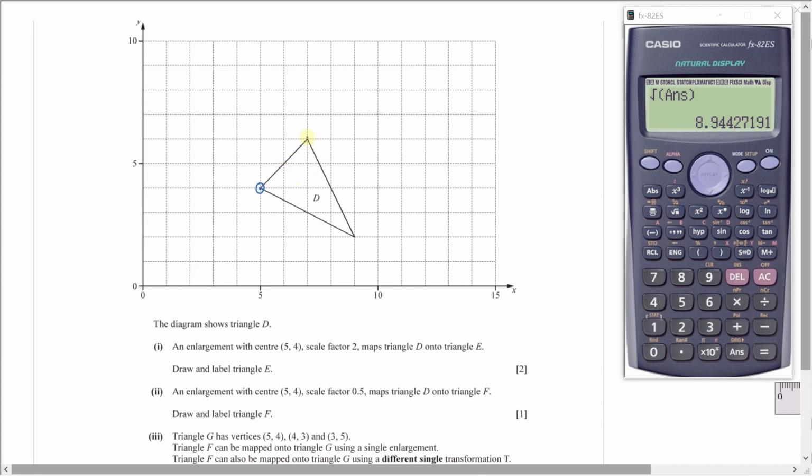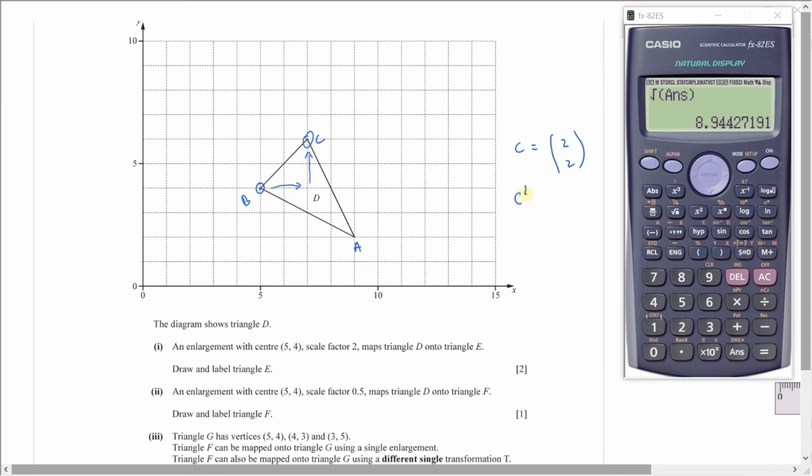So let's take this point here. What are the coordinates of this point with respect to the center of enlargement? You move 2 in the positive x and 2 in the positive y. Let me mark these points A, B, and C. So you can write C equals the column vector (2, 2). Remember, I'm treating this point as the origin. So you have 2 and 2.